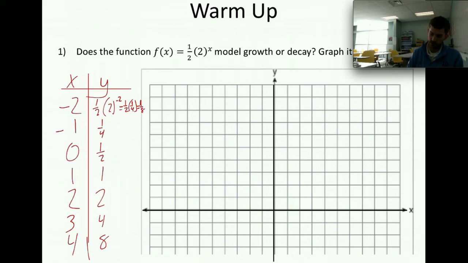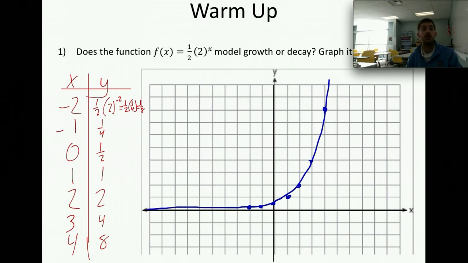-2, 1/8 is pretty low, so I'm going to go really close to the x-axis. -1, 1/4 is a little bit higher. 0, 1/2, 1, 1, 2, 2, 3, 4, and 4, 8. 8 would be 5, 6, 7, 8. Okay, right there.